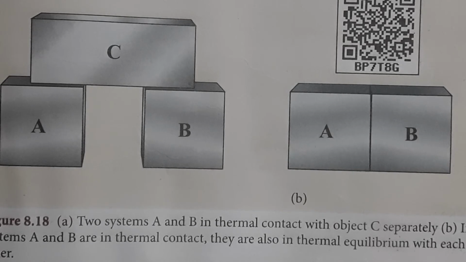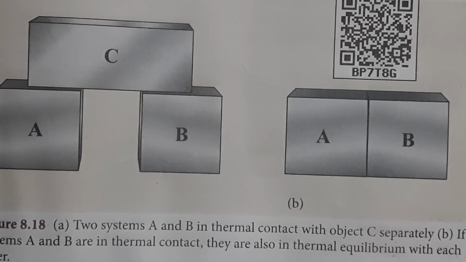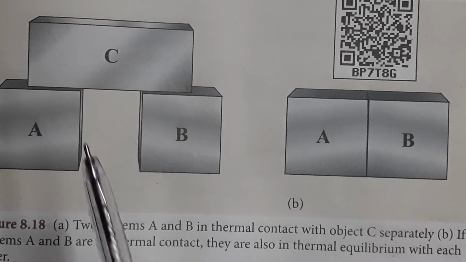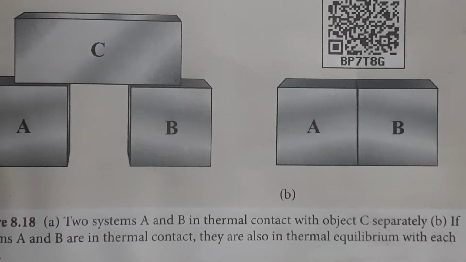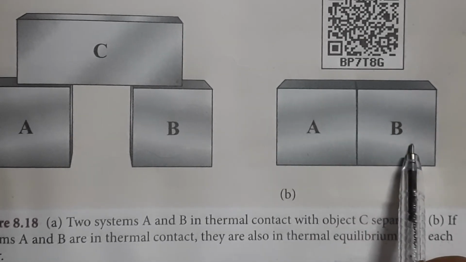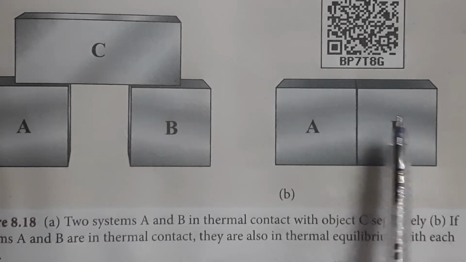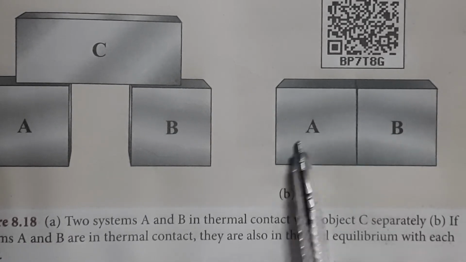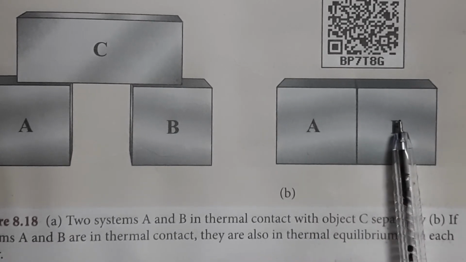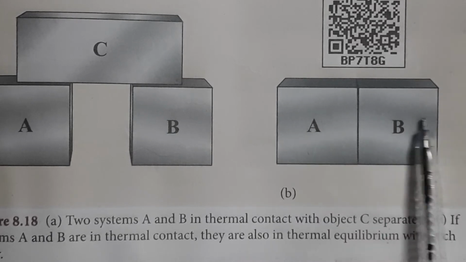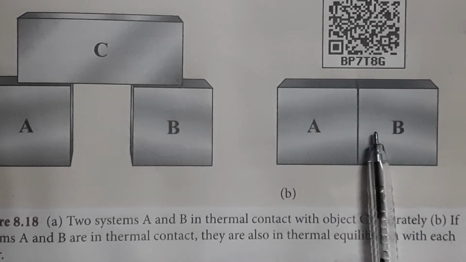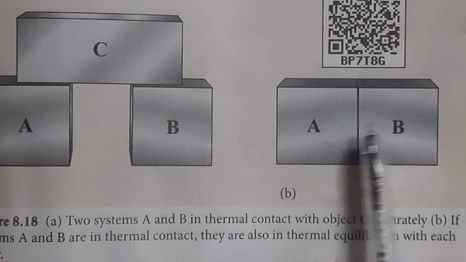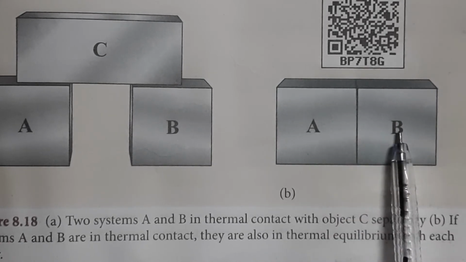Now, after a long time, A and B are kept in thermal contact. What will happen? There will be no flow of heat between the systems. What does this imply? It implies that A and B are also in thermal equilibrium with each other.